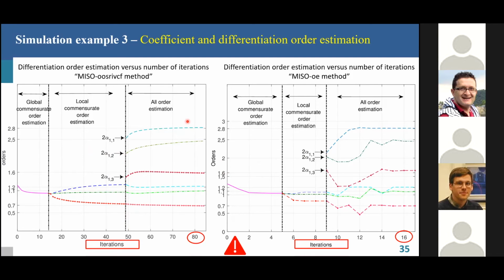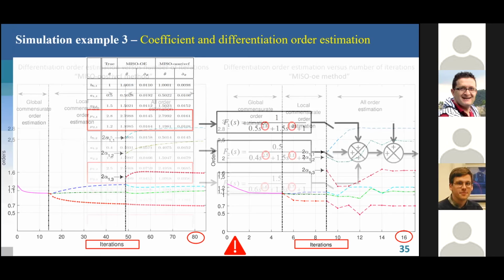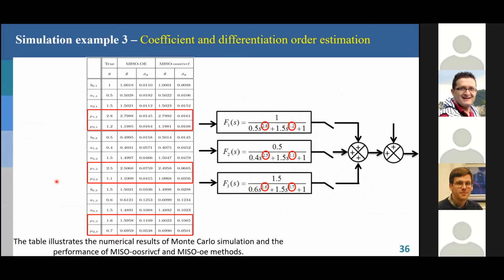The main difference between the two methods is the number of iterations, and we can see that the meso method converges faster than the other method. Here is the table that illustrates the numerical results of the Monte Carlo simulation. You can see here that both methods converge to the true parameter with minimal variance.